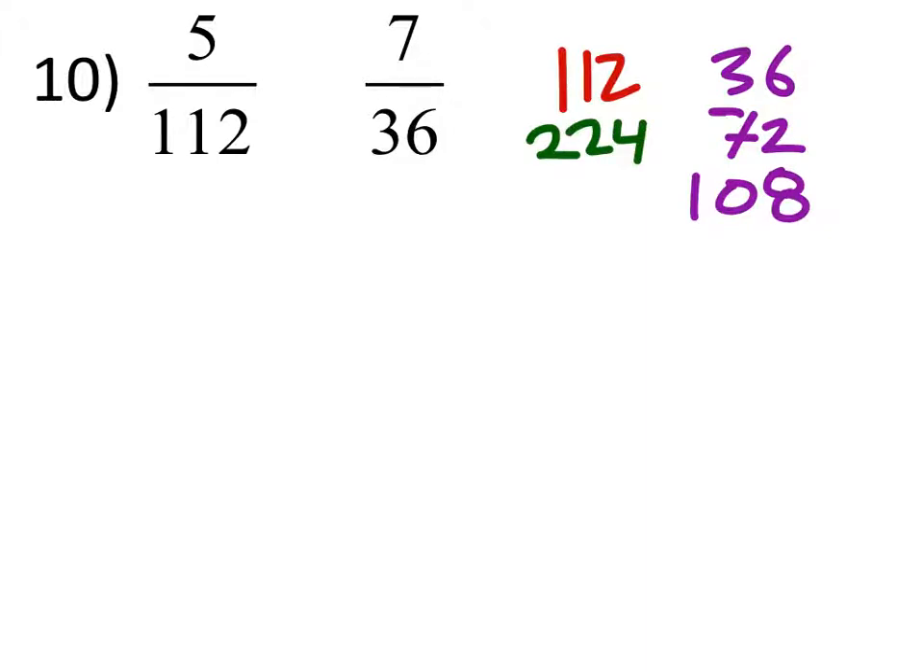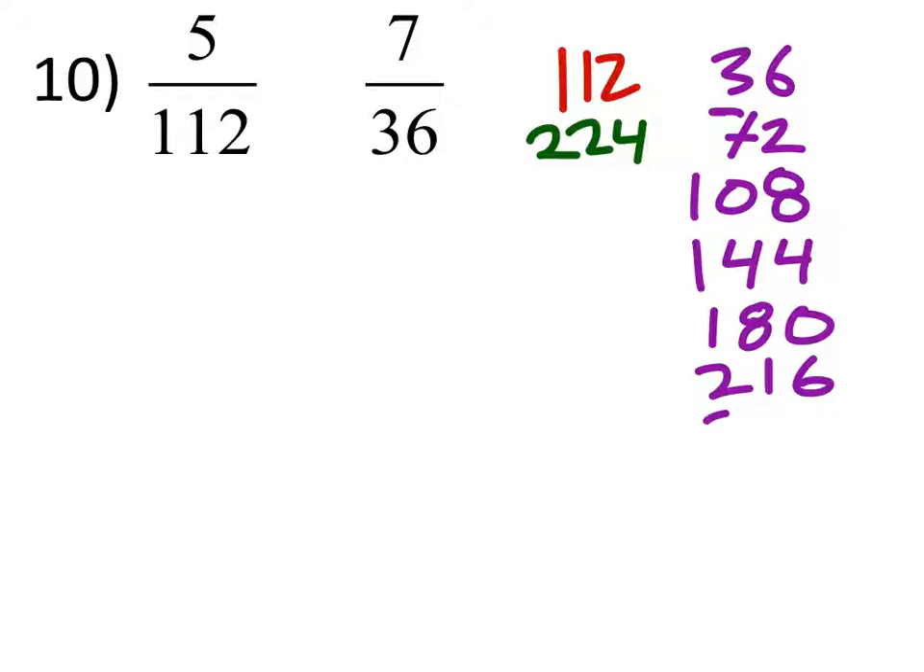So let's keep going on the 36 stuff. 144, then another 36, 180, and then another 36, 216, which is a little off as well. Dang it. That's okay. We'll keep going. 252. Yeah, I got to carry the 1.